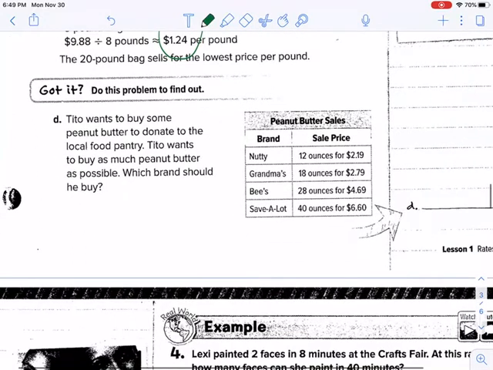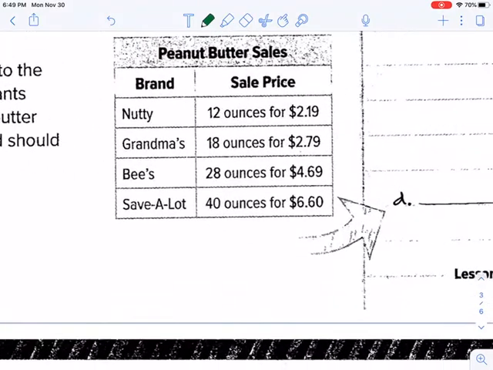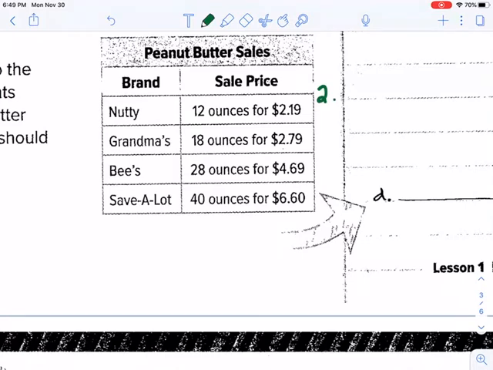So let's do the same thing for some peanut butter here. We have 4 types of peanut butter, so go ahead and divide. Remember, you're doing money divided by ounces. So go ahead and do that for all 4 of those. I'll give you a minute.